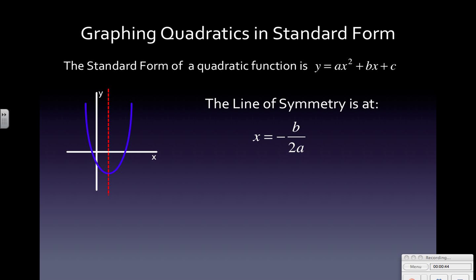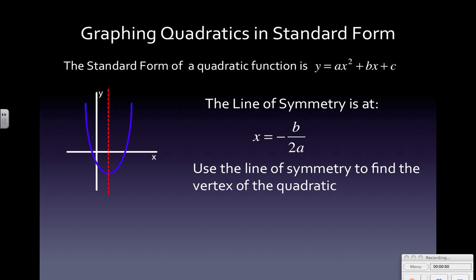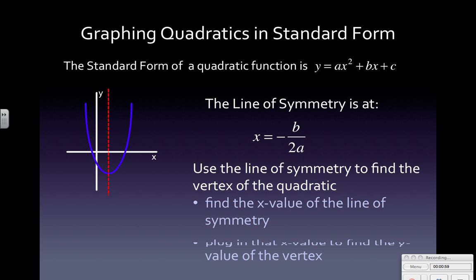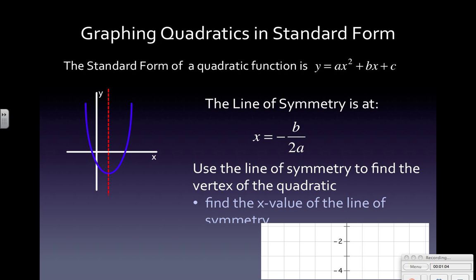And if that happens, then we say that the line of symmetry is at the line x equals negative b over 2a. So what you're going to do is use the line of symmetry to find the vertex of the quadratic. You find the x value of the line of symmetry, and then you take that x value and plug it into the equation to find the y value of the vertex.